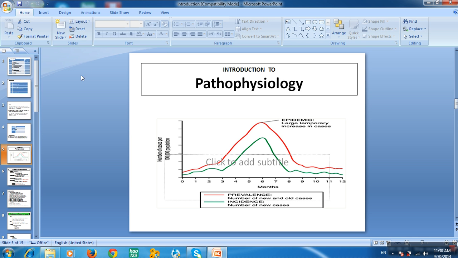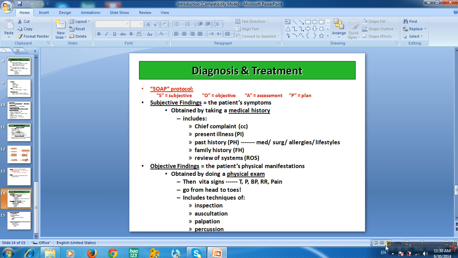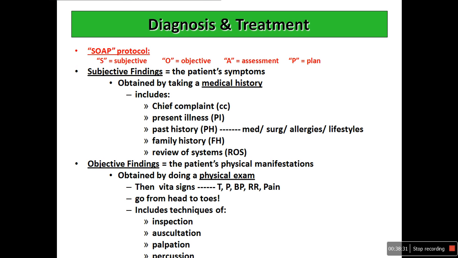Sorry, here we have the treatment. For diagnosis and treatment, there is a protocol called SOAP. S means subjective, O objective, A assessment, and P plan.